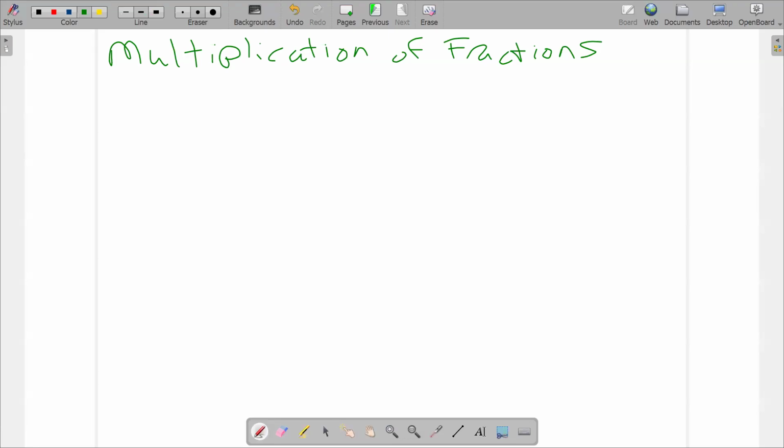All right, so multiplication of fractions, what does it mean? A couple of things we have to identify are what a fraction is and what multiplication is. Again, we're going to go with our usual: fractions are equal parts of the whole.